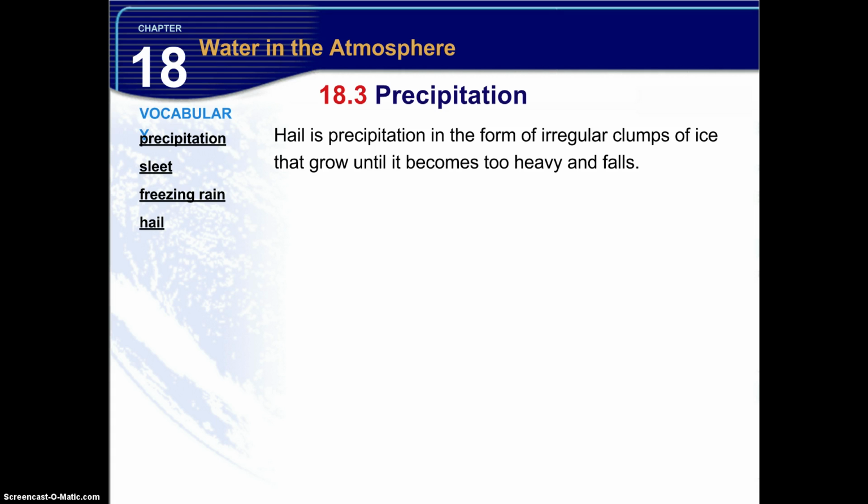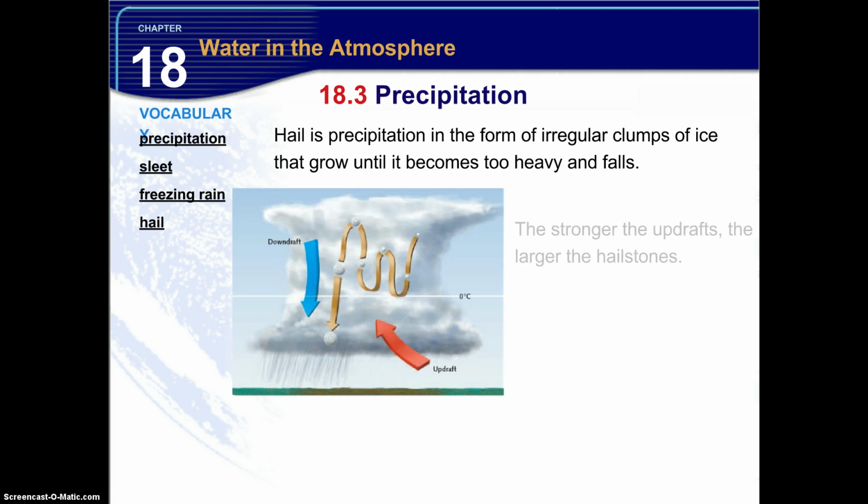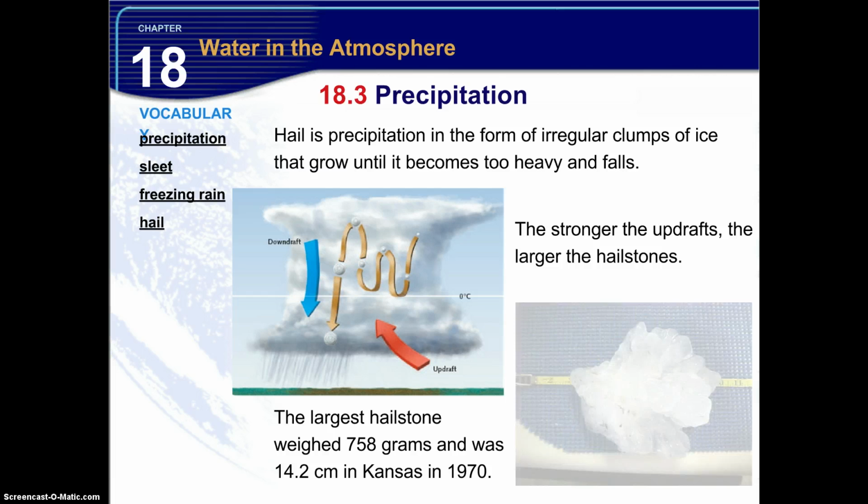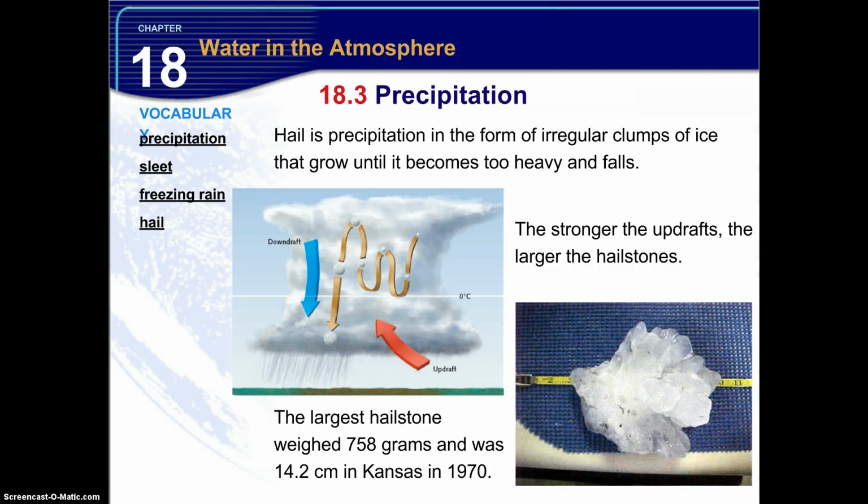Hail is a precipitation in the form of irregular clumps of ice that grow until they become too heavy and fall. You can see here that the stronger the updrafts, the larger the hailstone. There's also a downdraft where the precipitation actually takes place. Now, the largest hailstone weighed 758 grams and was 14.2 centimeters, and that was found in Kansas in 1970. We do not have a picture of that, but we do have a picture of what one might look like. And this one's fairly large, looks like just above 7 centimeters.